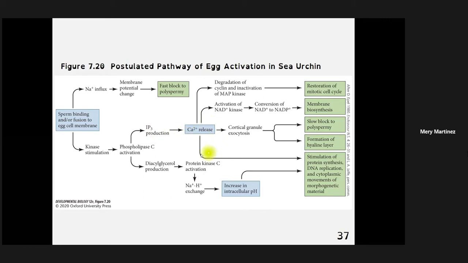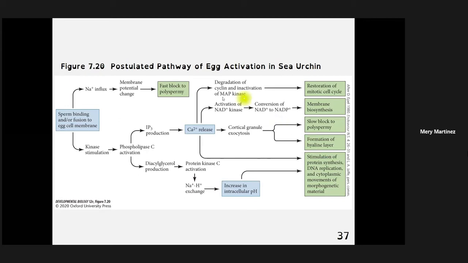And then we know that this will have a different type of effects. So we have a degradation of the cyclin that will restore the mitotic cell cycle. Remember that all these eggs are being arrested prior to fertilization, right? We also gain the activity of NAD kinase that allows for membrane biosynthesis, but also calcium allows for the cortical granule exocytosis. That is more of the slow polyspermy block and the formation of the hyaline layer that will hold into these blastomeres once segmentation will start.